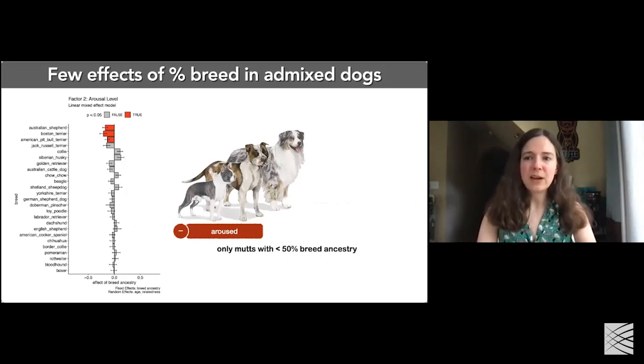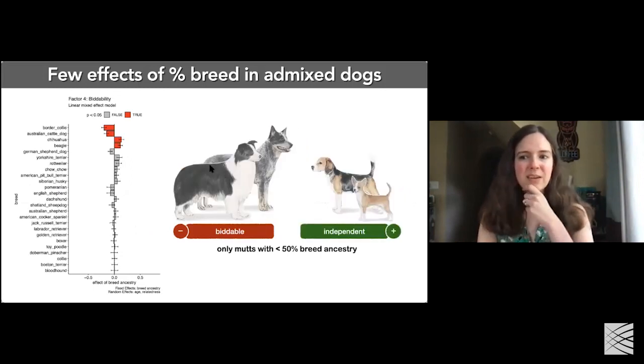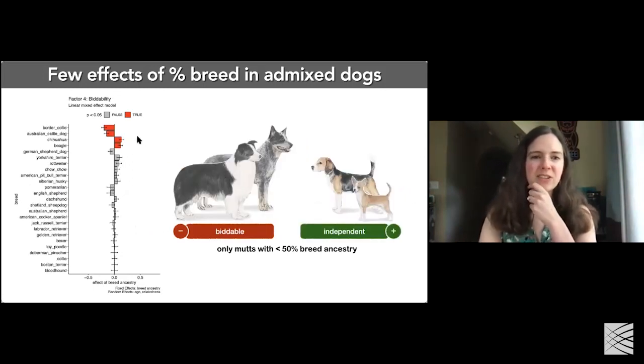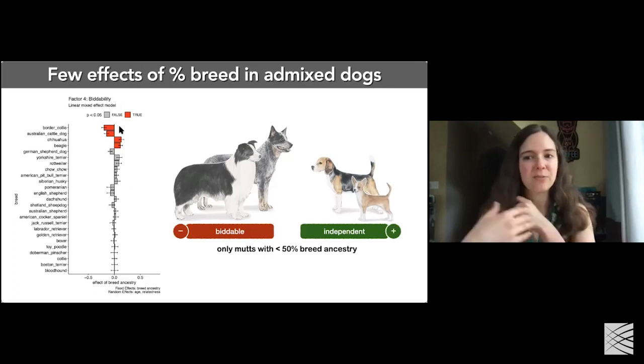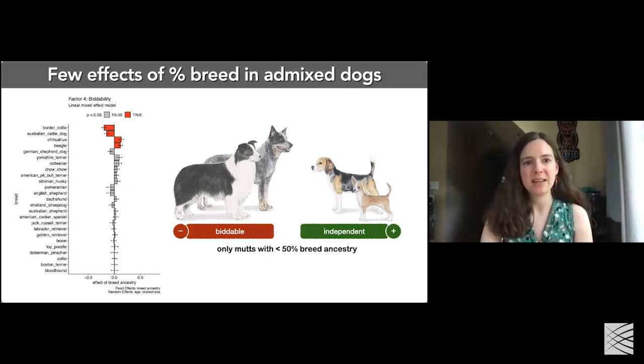And we really only found two factors in a small set of breeds for which this is the case. So the strongest one by far is for biddability, the effect of border collie and Australian cattle dog on biddability, and conversely, the effect of beagle ancestry and Chihuahua ancestry on independence we found to be significant. This is a very distilled down breed effect from what we saw in the survey data, but it's still worth exploring.